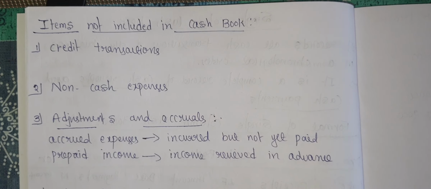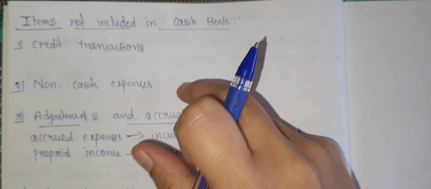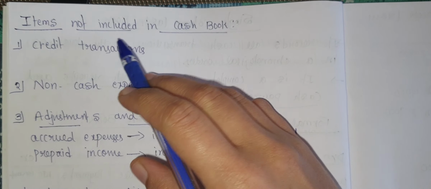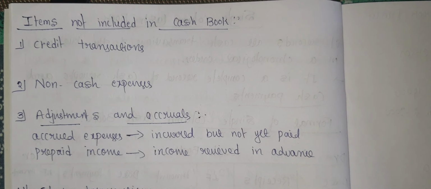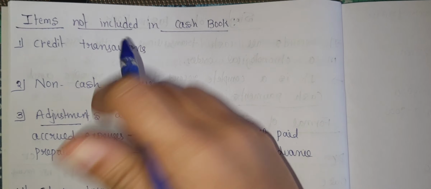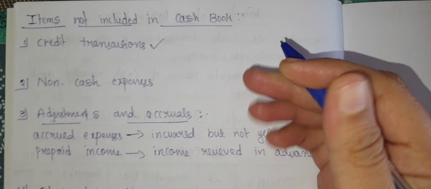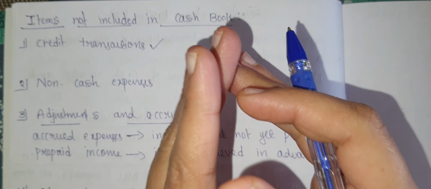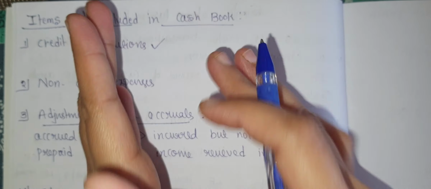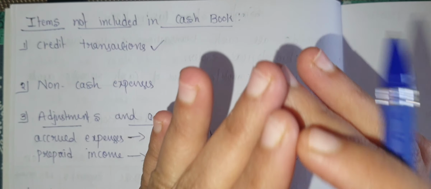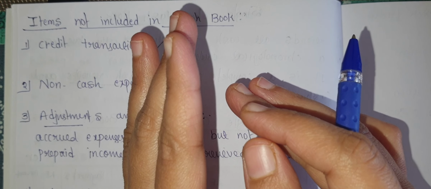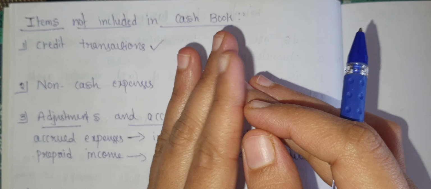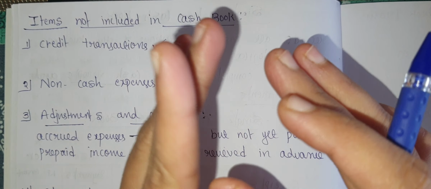Now we will see the items that are not included in the cash book. What are the items that are not included in the cash book? First one is credit transactions. Means what? The transactions that do not involve cash or bank are not recorded in the cash book. Transactions that do not involve cash.